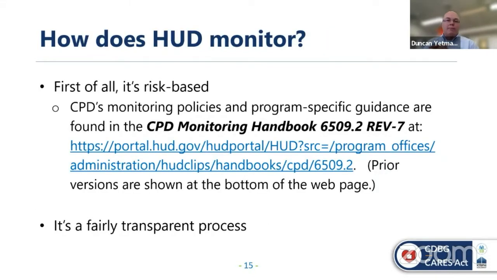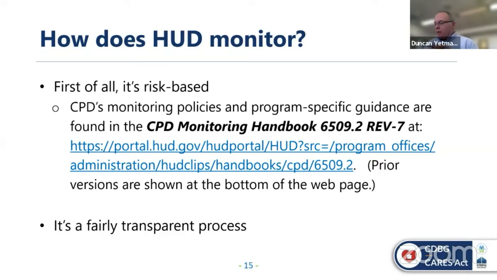Let's get into the how now. How does HUD monitor? Well, first of all, it's risk-based. As we indicated, as a pass-through program, CDBG is considered inherently higher risk. And CPD's monitoring policies and program-specific guidance is found in the CPD Monitoring Handbook. The link there is on the page of the handbook. Chapter 2 was included in your attachments.